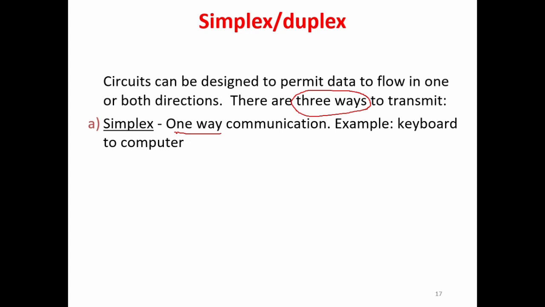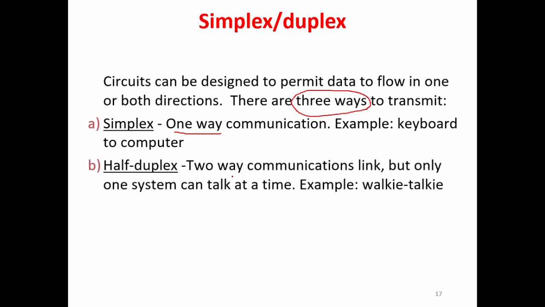This is one-way communication. We are communicating from keyboard to computer, or from mouse to computer. But there is half duplex, which is two-way communication, but this is still limited because the communication cannot happen at the same time. This is similar to a walkie-talkie. Once one side is talking, the other cannot talk at the same time.